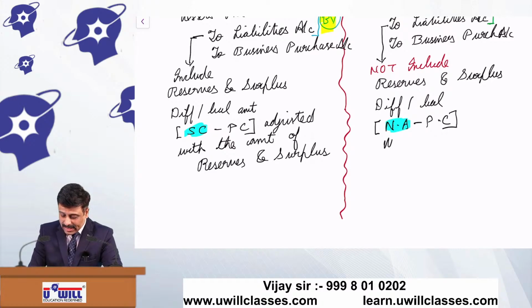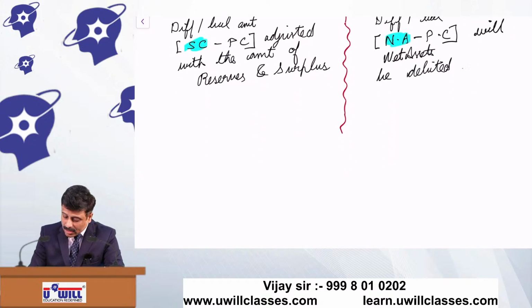What is this? NA, net assets. Any difference between net assets and purchase consideration will be either debited to goodwill account, or credited to capital reserve account.